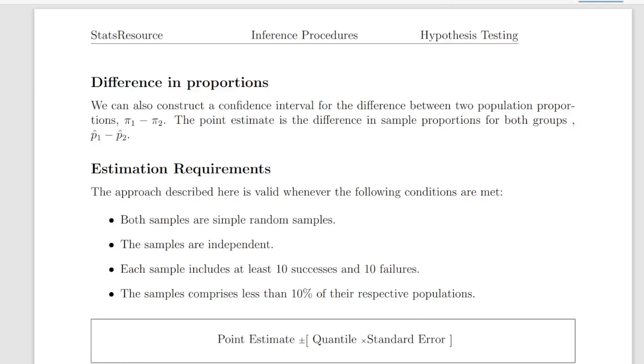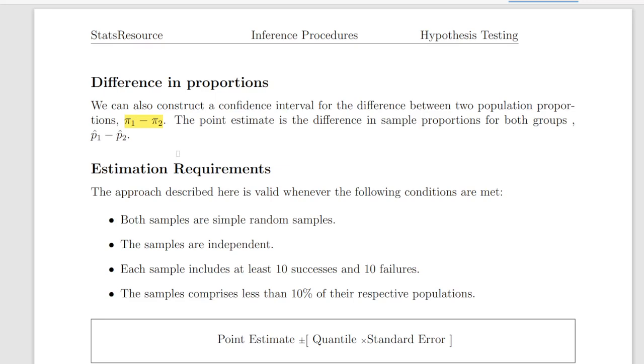Okay, in this presentation we are going to look at confidence intervals. Sorry, it's confidence intervals and not hypothesis testing, which it suggests at the top. So we are going to construct a confidence interval for the difference between two population proportions, pi 1 minus pi 2. Pi 1 is the population proportion for the first population, and pi 2 is the proportion for the second population. And essentially what we're interested in is the difference between the two.